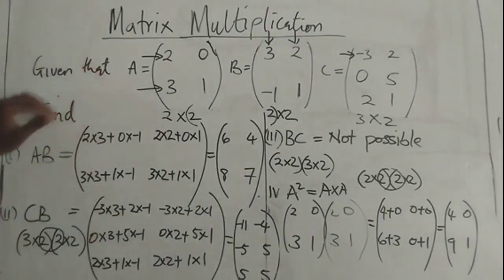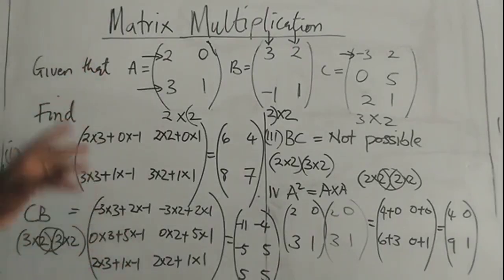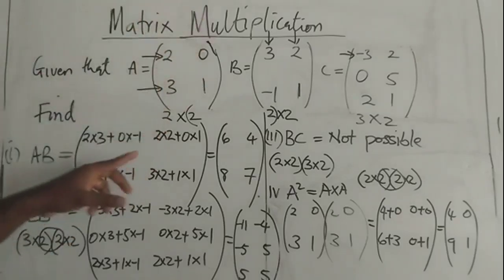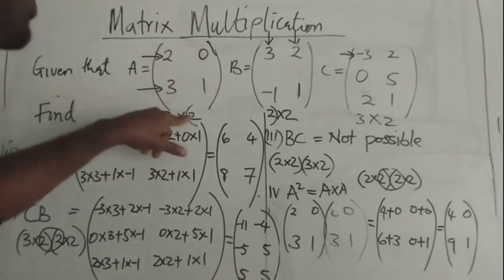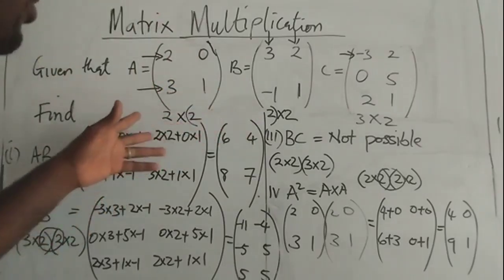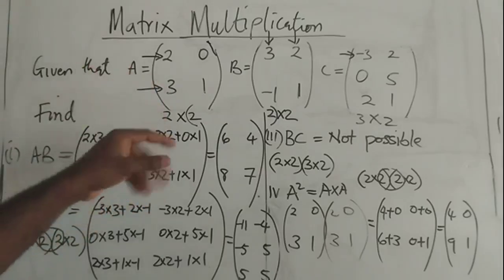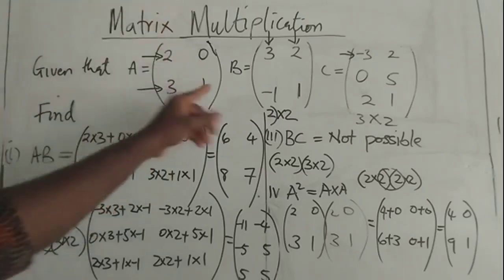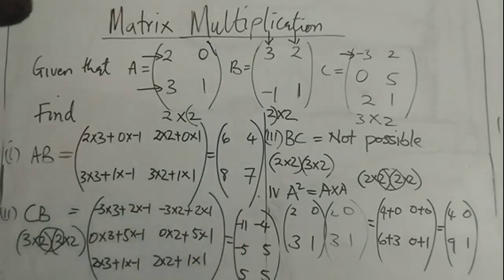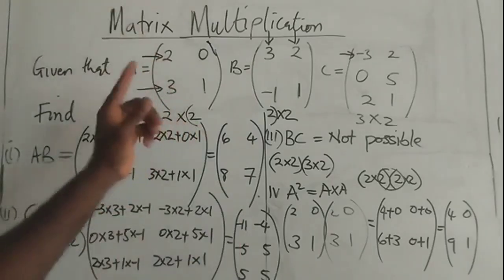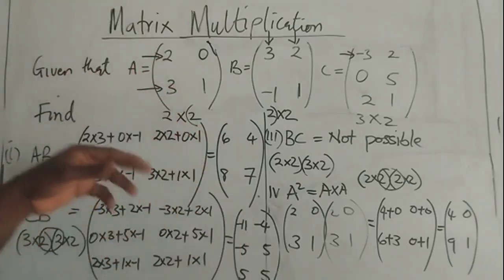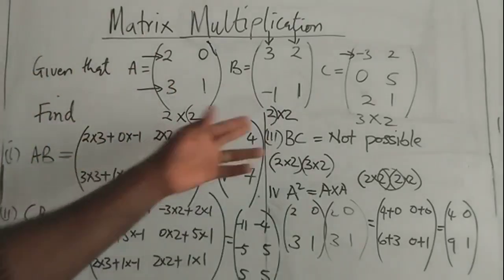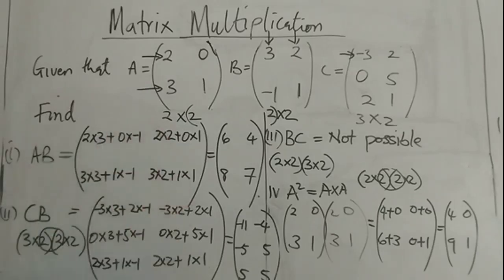We have come to the end of this video. Just remember that for matrix multiplication to be possible, the middle numbers must be the same. What I mean by middle numbers again, the number of columns of the first matrix must be equal to the number of rows of the second matrix. If that is the case, the multiplication will go on. Then the other two numbers will tell you the order of the result, how the resulting matrix will be.